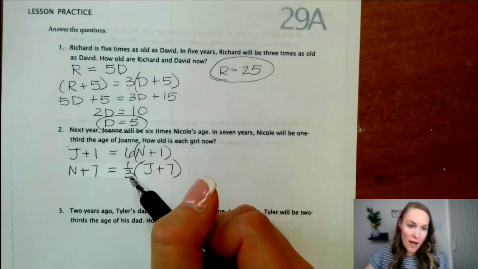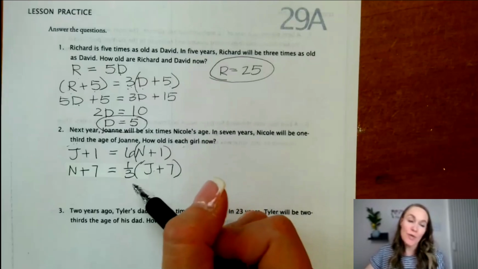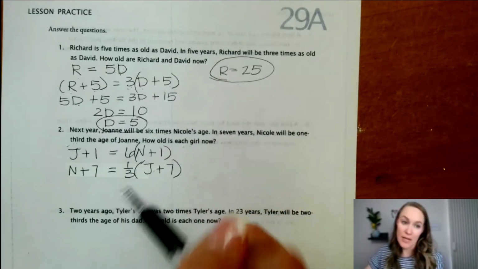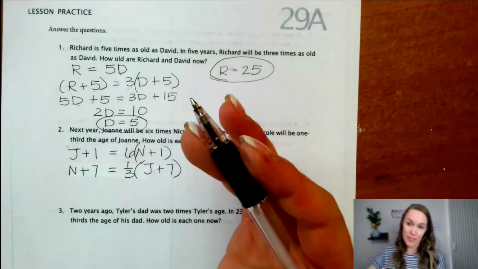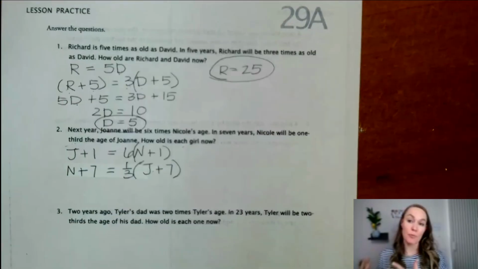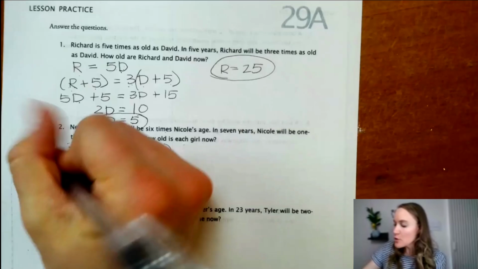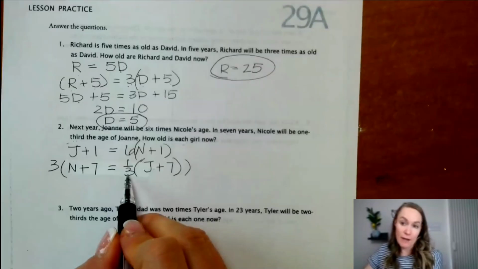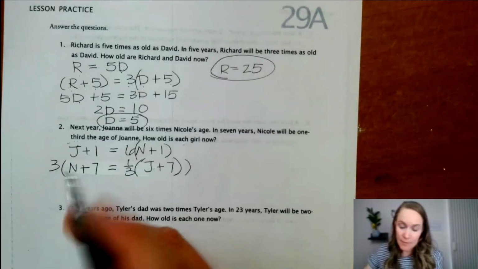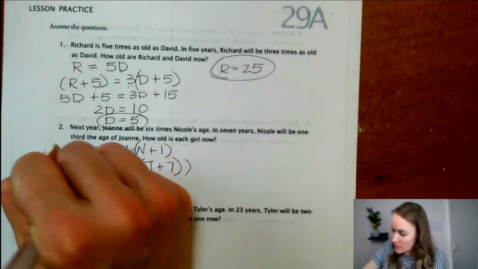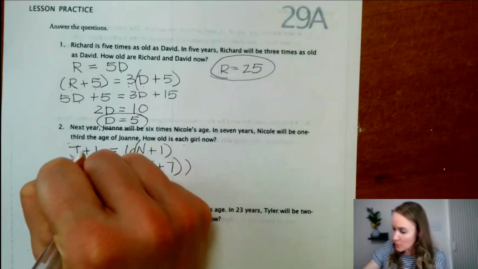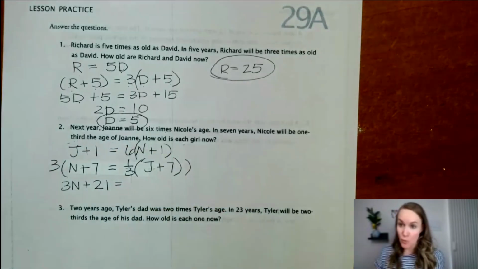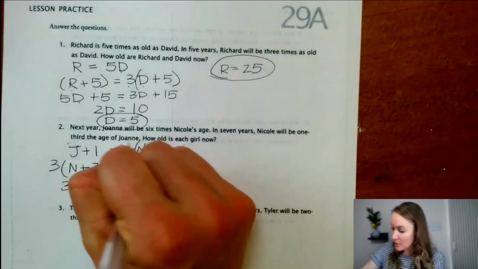The first thing I want to do is get rid of this fraction, because fractions are harder to deal with. Whole numbers are easiest for our brains to deal with. So if I multiply every single thing in here by 3, that'll get rid of that fraction. So 3 times n is 3n plus 3 times 7 is 21 equals 3 times 1/3. That just makes it 1. That means I just have j plus 7 over there.